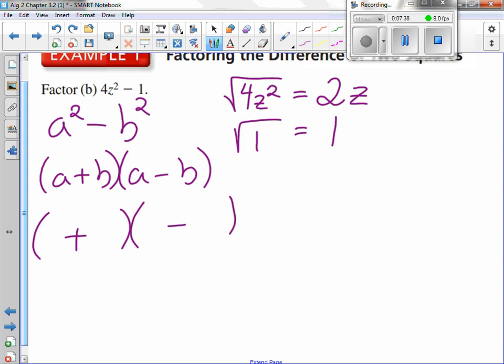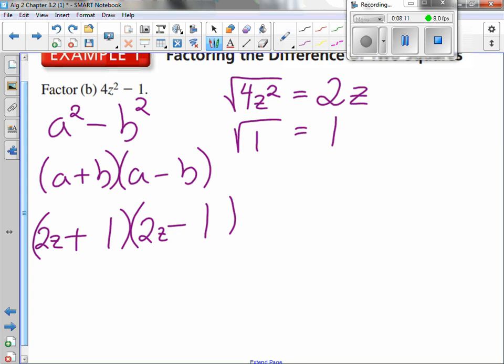So looking at this here, what is the value of a? What would be the value of a? It would be 2z. So in both of our spots, we'd put 2z and 2z. Now what's the value of b? And we're done. We factor this here.